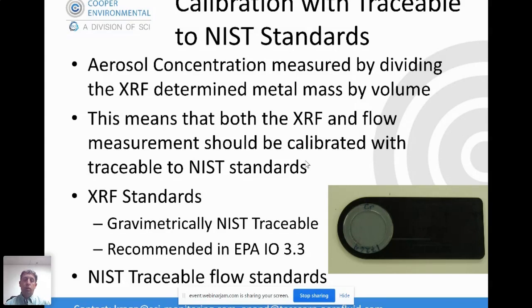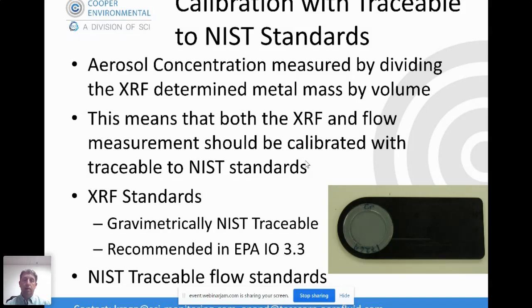So what we use for the XRF standards are shown in the picture here. It's a thin film disc. These standards are gravimetrically NIST traceable. They are produced by vapor deposition of a pure element, and the filter sample, or the substrate on which that is deposited, is weighed both before and after the vapor deposition, using a balance that is traceable to NIST. These standards are also recommended by the US EPA in the Inorganic Compendium of Methods as the approach to use when measuring elements in PM.